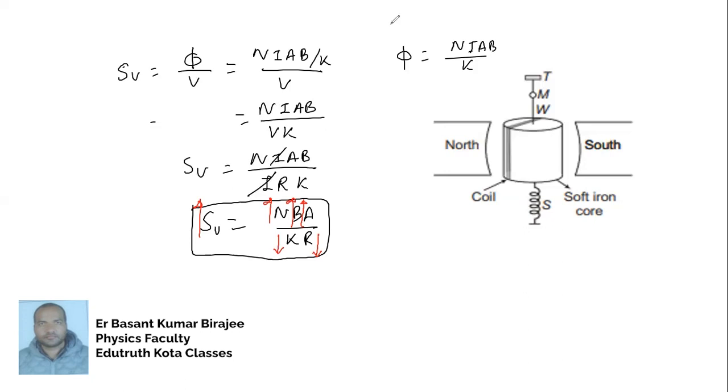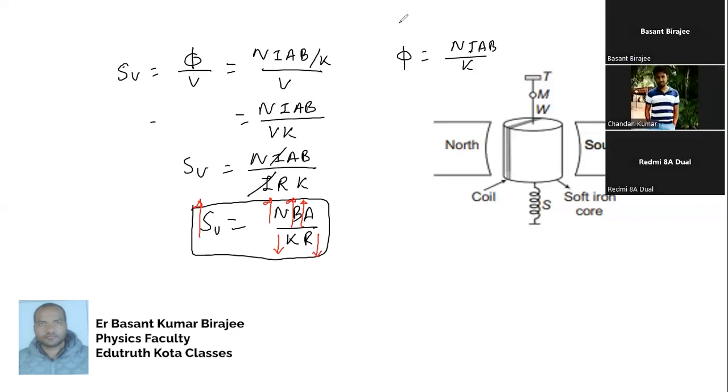So is it clear? This moving coil galvanometer. We have only one participant. Let me put it on.